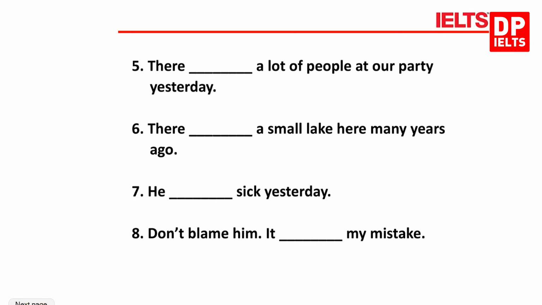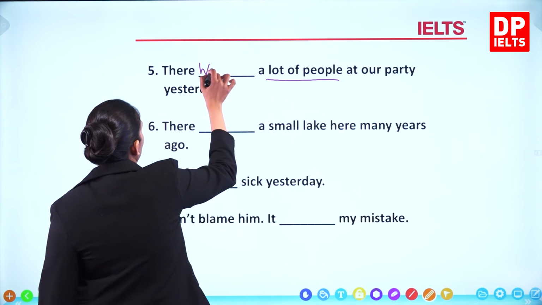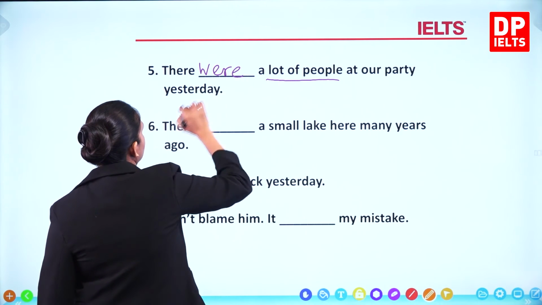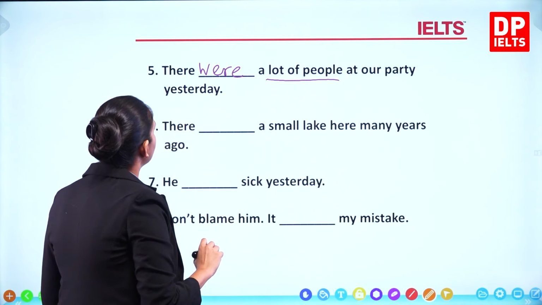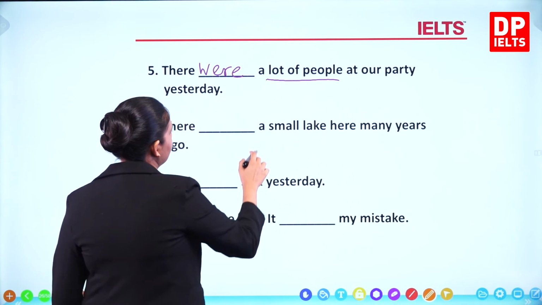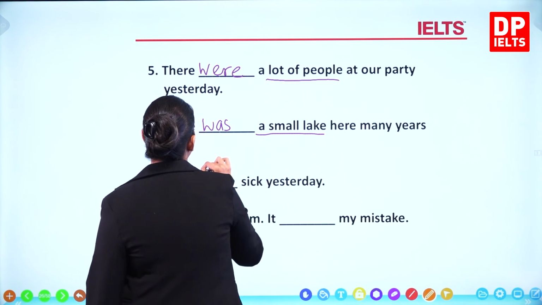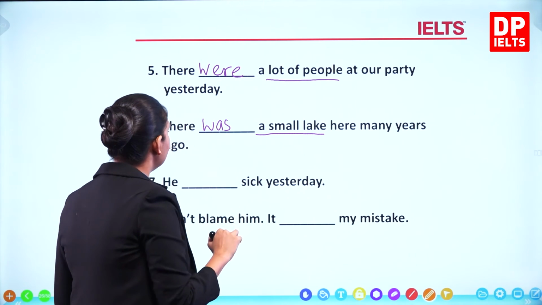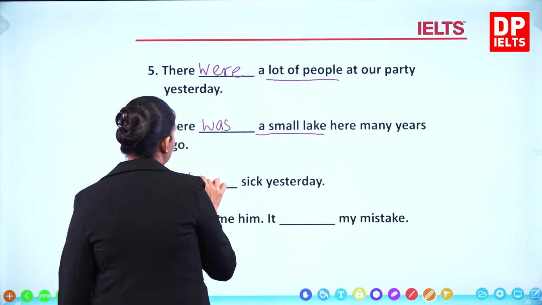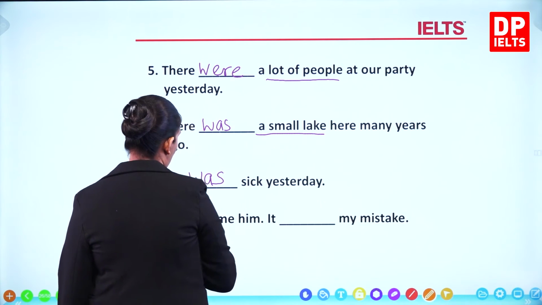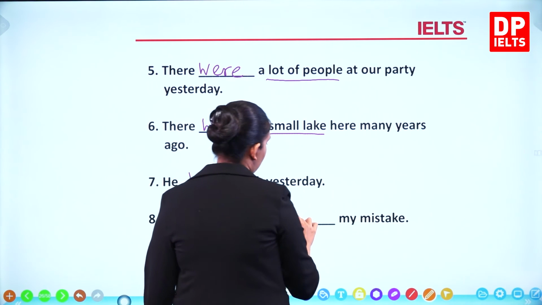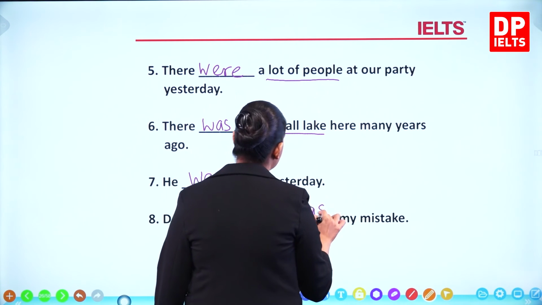There are a lot of people at our party. There were a lot of people. There are a small lake. There was a small lake. He was sick yesterday. Don't blame him. It was my mistake.